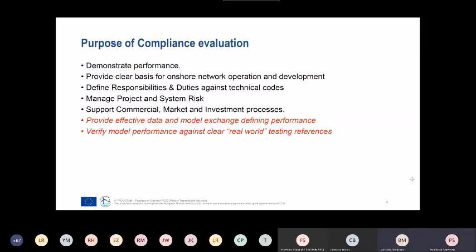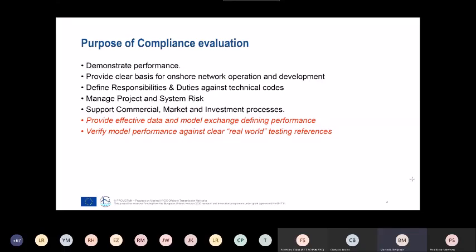So if we move to the next slide, purpose of compliance evaluation. Before getting into the nuts and bolts of this, it's always useful to step back and think about what is compliance for, what's it trying to deliver. So okay, it's a demonstration of performance. That much probably was obvious to most.